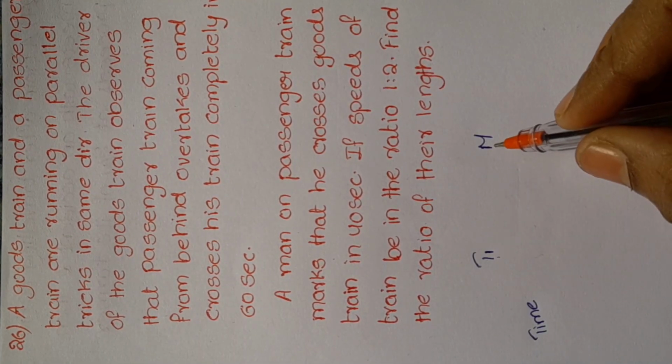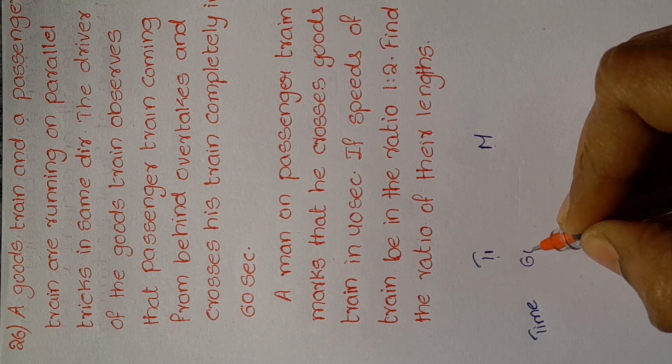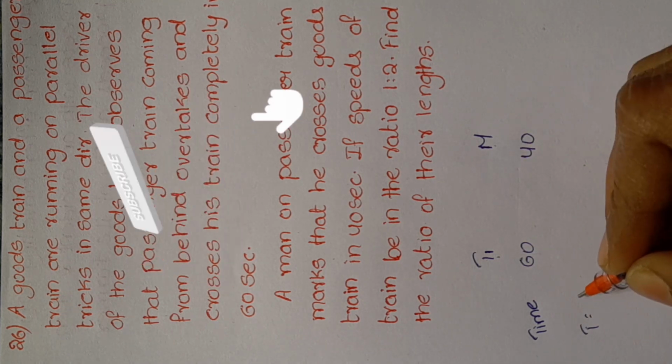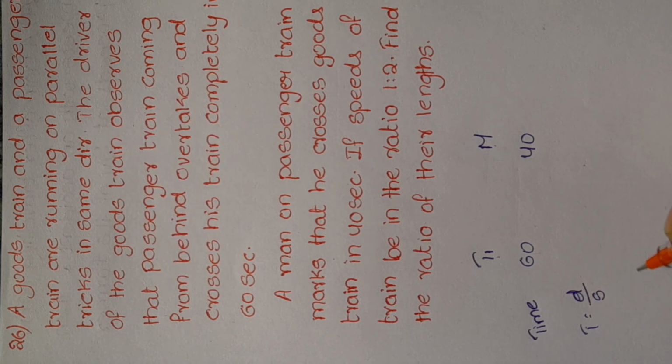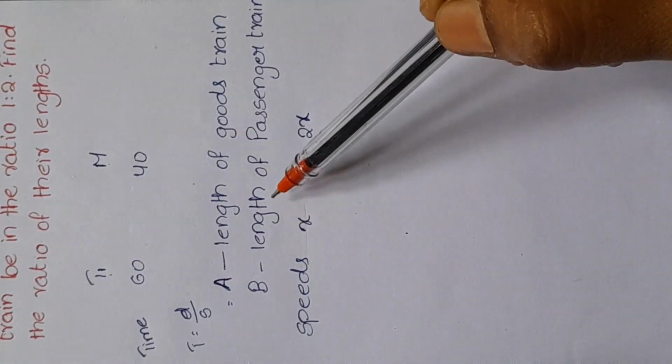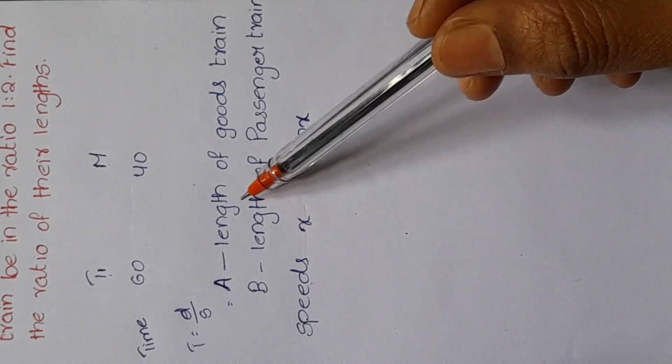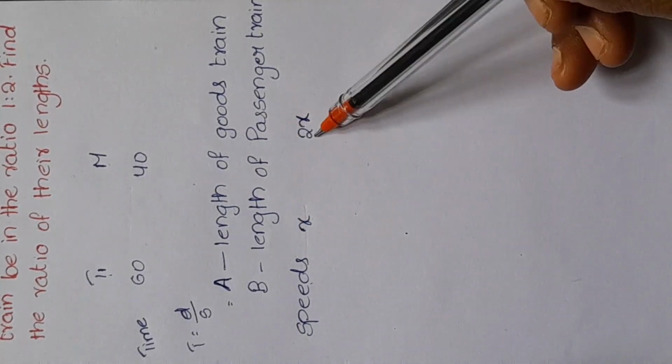There are two cases, train case and man case. In the first case, the time is 60 seconds and in the second case, the time is 40 seconds. We know that time is equal to distance by speed. Let A be the length of the goods train and B be the length of the passenger train. The speeds ratio is given as 1:2. Let the speed of the goods train be x and the passenger train be 2x.